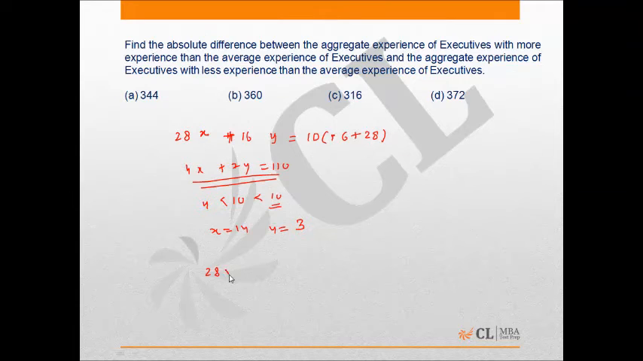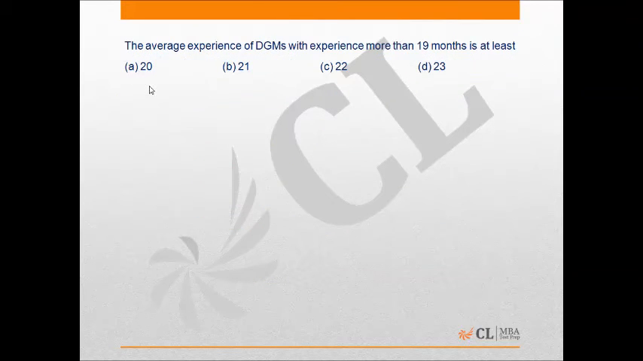the number of executives whose experience is more than the average experience of executives into their average age, which is 14, minus the number of executives whose experience is less than the average experience of executives, which is 16, into the average age of these executives, that is 3, which comes out as 344. So the required answer is option A. Let's move to the next question.